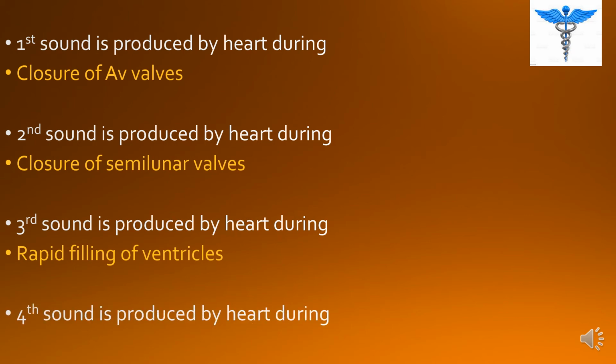The fourth sound is produced by the heart during atrial contraction. So when the atria contract and pour blood from the atrium into the ventricles, because of the depolarization of the atria, it produces the fourth sound. So in short, atrial contraction produces the fourth sound of the heart in the cardiac cycle.